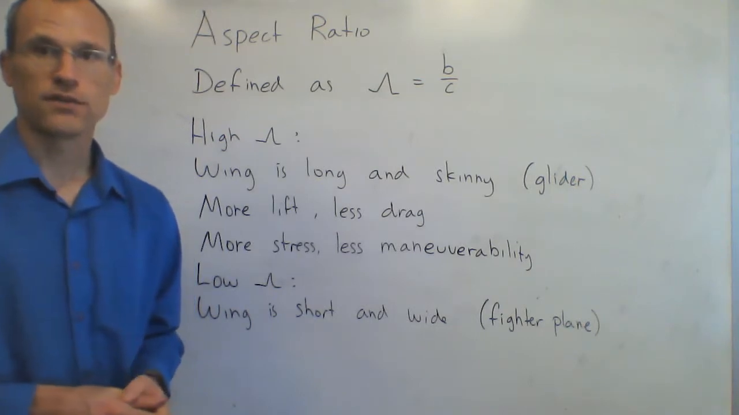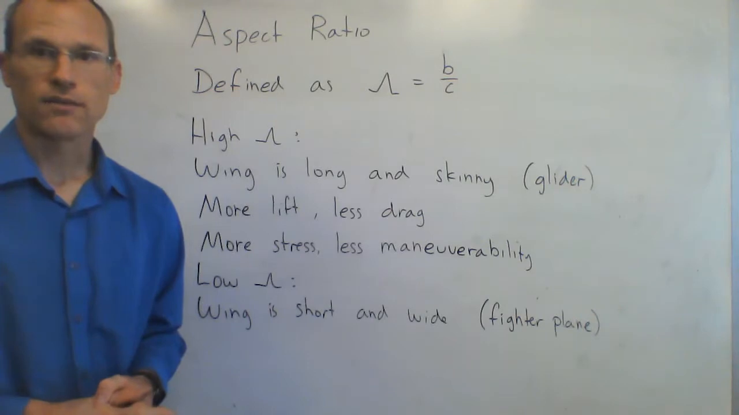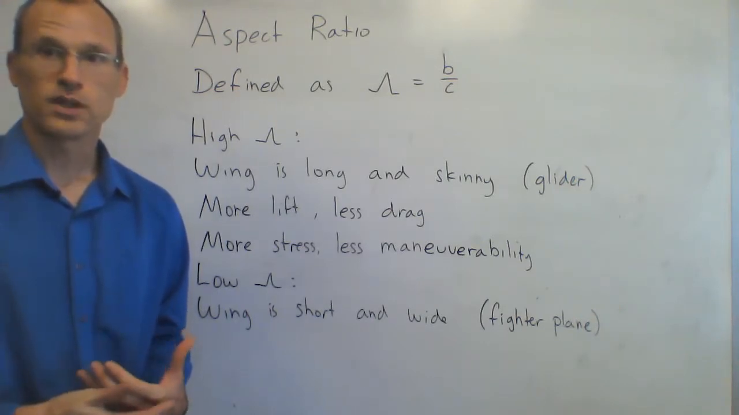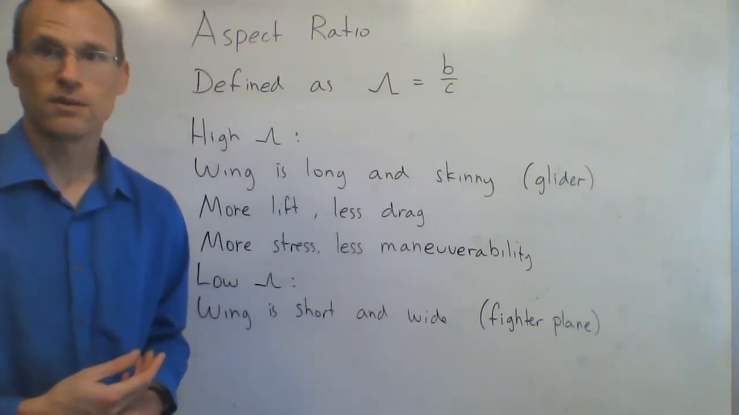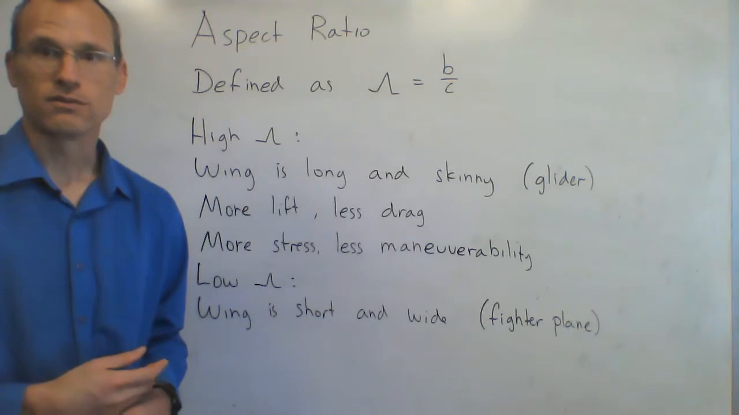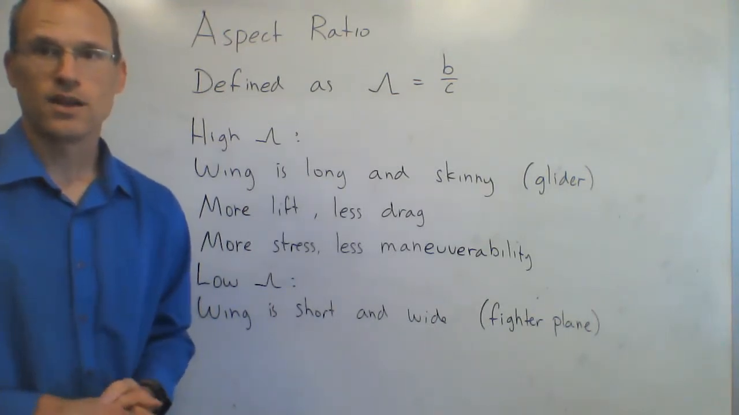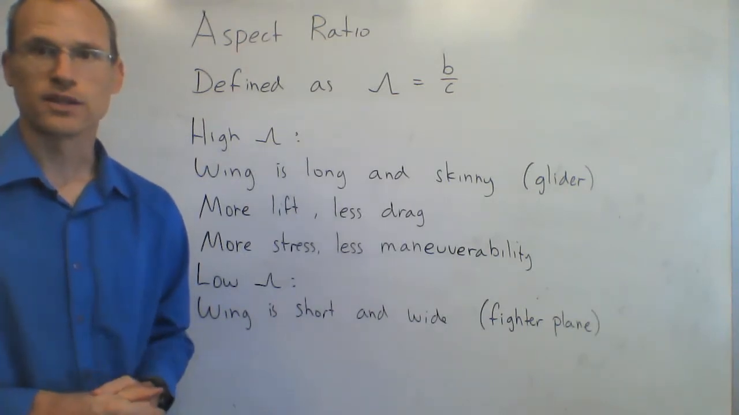On the other hand, if you have a low value for the aspect ratio, all the opposite is true. You have not as much lift, more drag, but more maneuverability, and that's generally what you want in something like a fighter plane. In a fighter plane, you have a really powerful engine, so you don't care if you are producing more drag and less lift. You can compensate for that by just firing up the engine, and you definitely want a lot of maneuverability in that case.